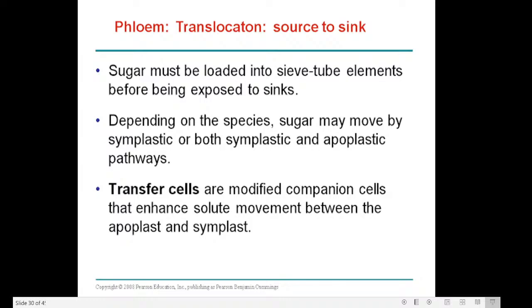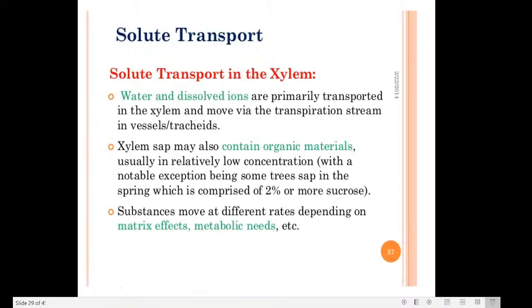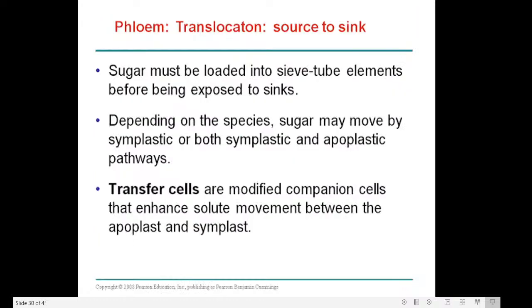Okay, the first one is xylem based, and the second is phloem based. The xylem based one is helpful for water and dissolved ions. Transport to the transpiration happens through the xylem. It's xylem sap. It also contains organic material at a low concentration, and substances move at different rates. It depends on the matrix development and metabolic needs.